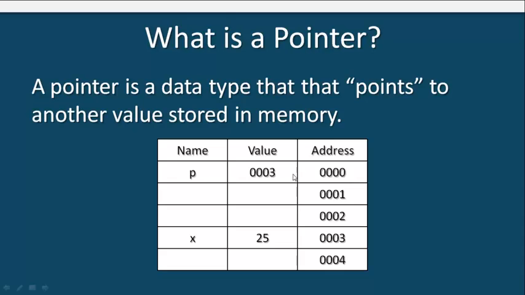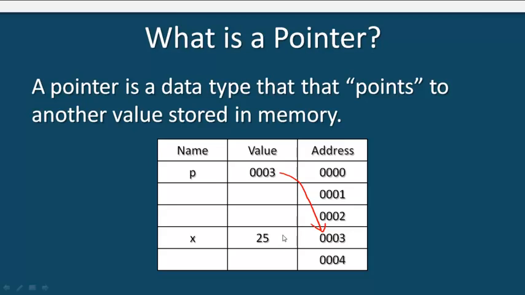So we can see here that the address associated with X is the address 0003, and that in fact is the value being stored at the memory location associated with P, our integer pointer. So P is able to reference this particular memory location, and if we're able to get to that memory location, we can also get to the value that's stored there.